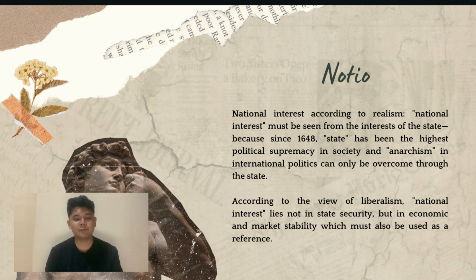To provide a more specific explanation of national interest, we have two basic theories in IR that have different views about the definition of national interest. The first is national interest according to realism, which must be seen from the interest of the state, because since 1648, the state has been the highest political supremacy in society, and anarchy in international politics can only be overcome due to the state. The second, according to the view of liberalism, is that national interest lies not in state security but in economic and market stability, which must also be used as reference.